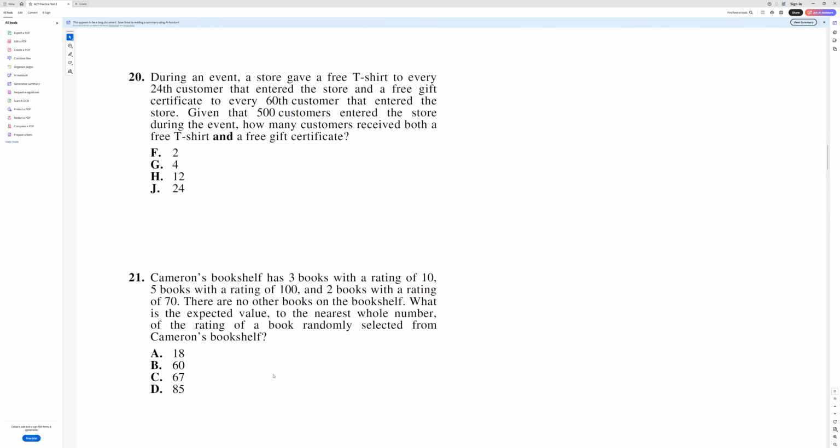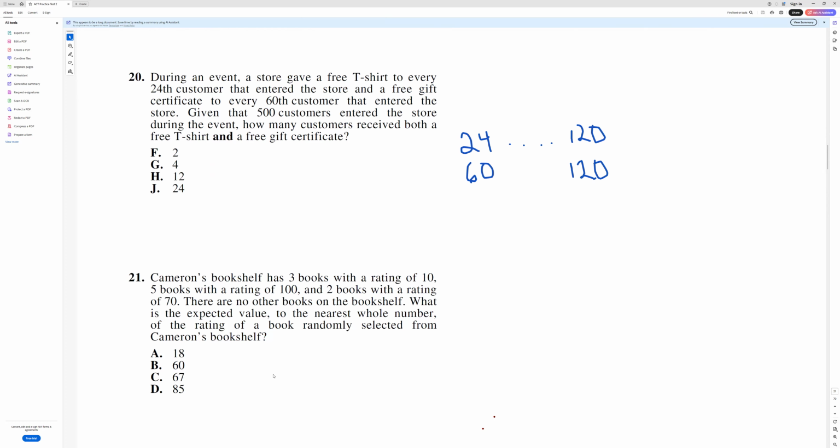Basically, when would a customer get both prices if one is going by 24th, so it's a product of 4th, 24 and 60. You need to find the least common multiple. You can look that up. So the least common multiple of 24 and 60, I'm not going to do it the long way. It's basically 120.